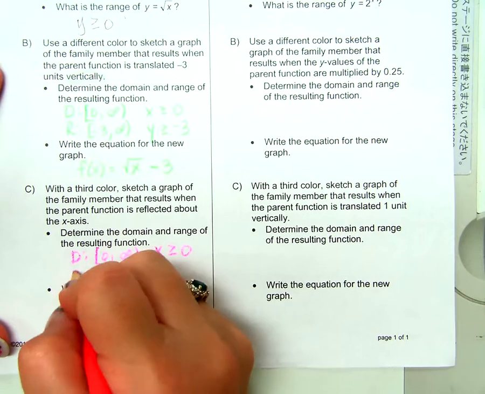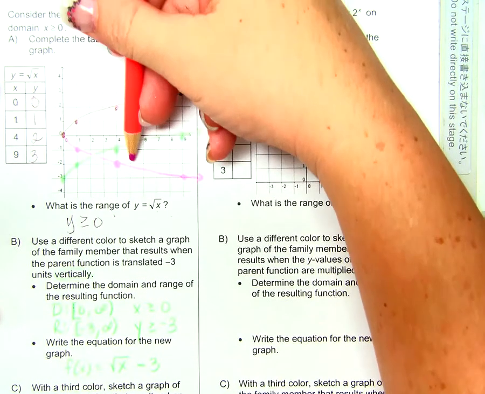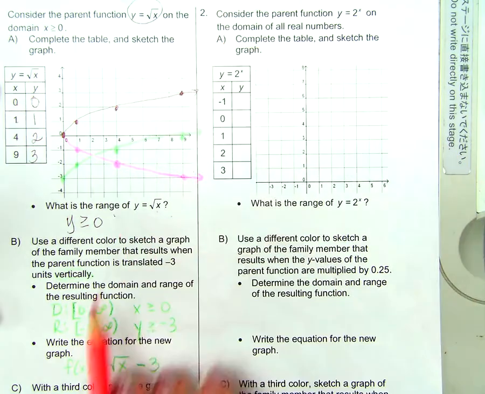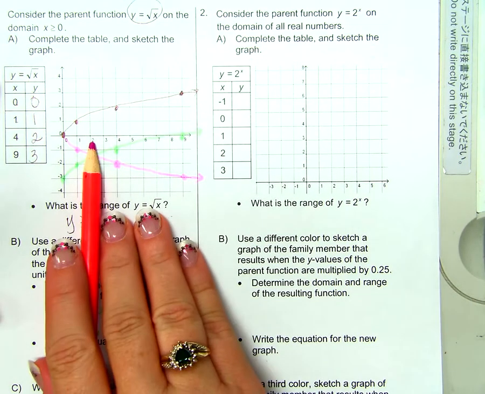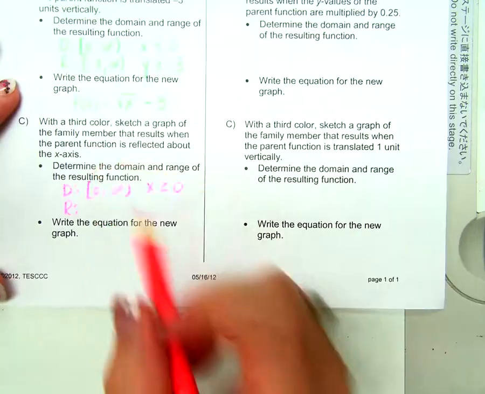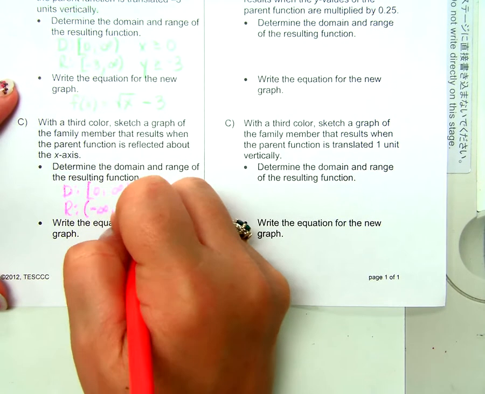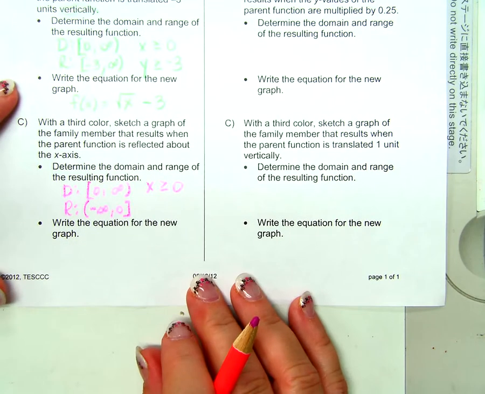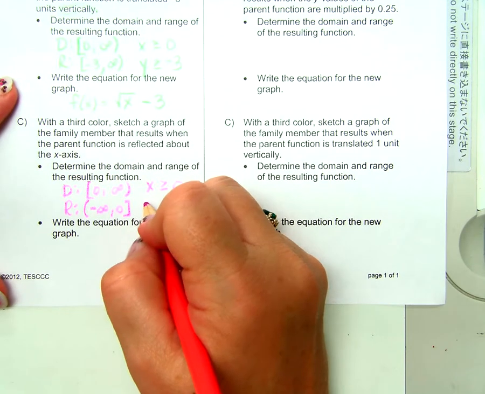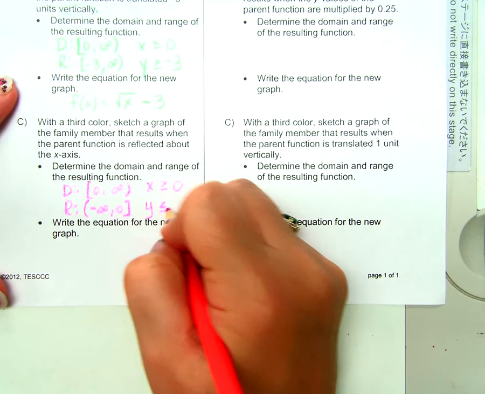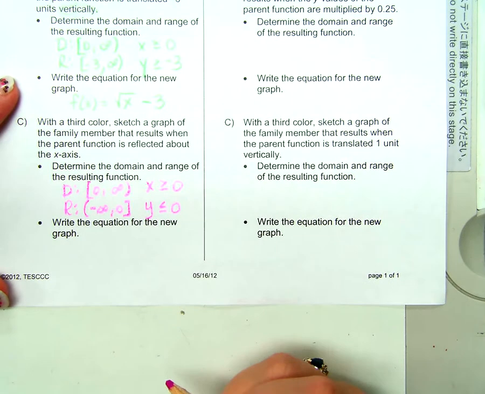What about the range? How far down does it go? How far up does it go? To 0. So it goes from negative infinity to 0 and then stops, doesn't it? How do I say this? Y is less than or equal to 0.